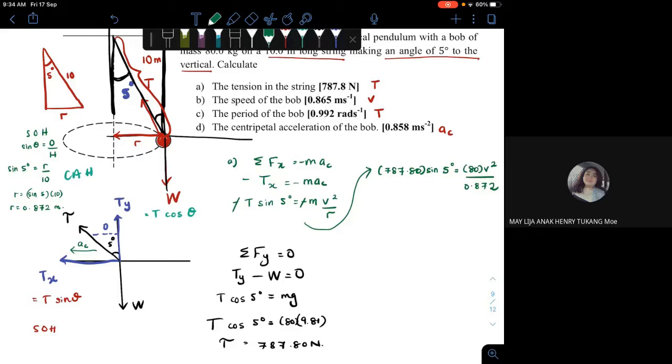So selesaikan. 787.8 times sin 5 times 0.872. And then divide bahagi 80 and then square root answer. And then you get your V to be 0.865, okay? So that is your answer for B. So this one, Miss tulis steps untuk B lah. This one tadi kamu buat, this one is for A. This one is for B.